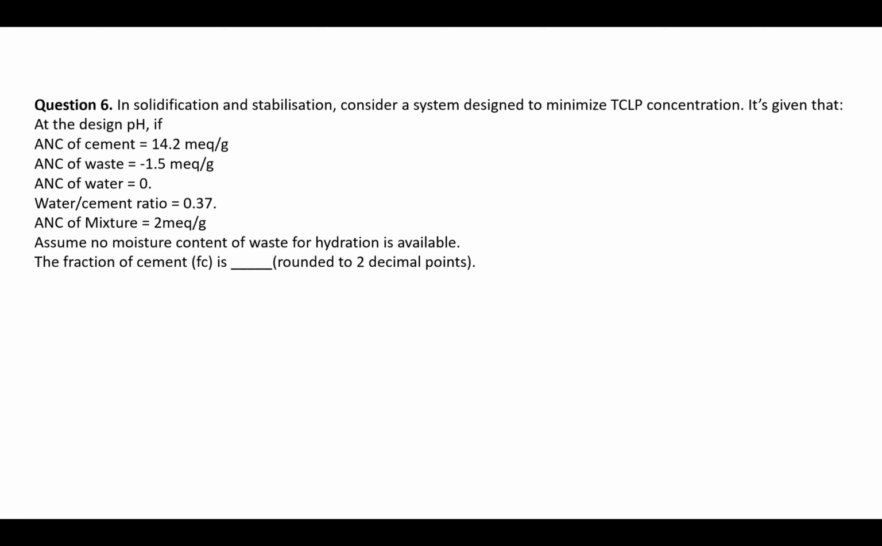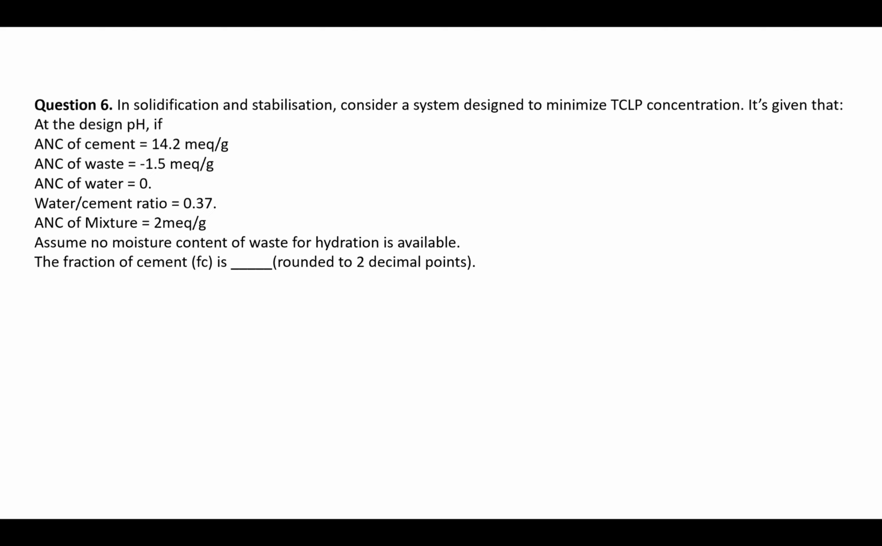Now let's move to the next question. So this is a numerical type question. The question is, in solidification and stabilization, consider a system designed to minimize TCLP concentration. It's given that at the design pH, ANC of cement is 14.2 milliequivalent per gram, and acid neutralization capacity of waste is minus 1.5 milliequivalent per gram, and acid neutralization capacity of water is 0.